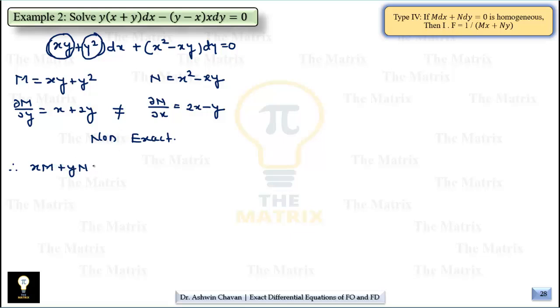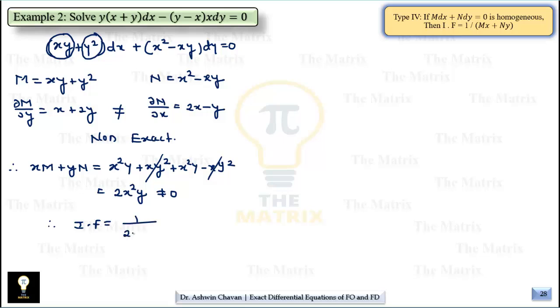is our integrating factor. So x into M becomes x square y plus xy square, plus y into N becomes plus x square y minus xy square. So xy square is cancelled, and we get 2 times x square y, which is non-zero. Therefore, the integrating factor is 1 upon 2x square y. So let's multiply the given differential equation by the integrating factor. So this is your equation 1.